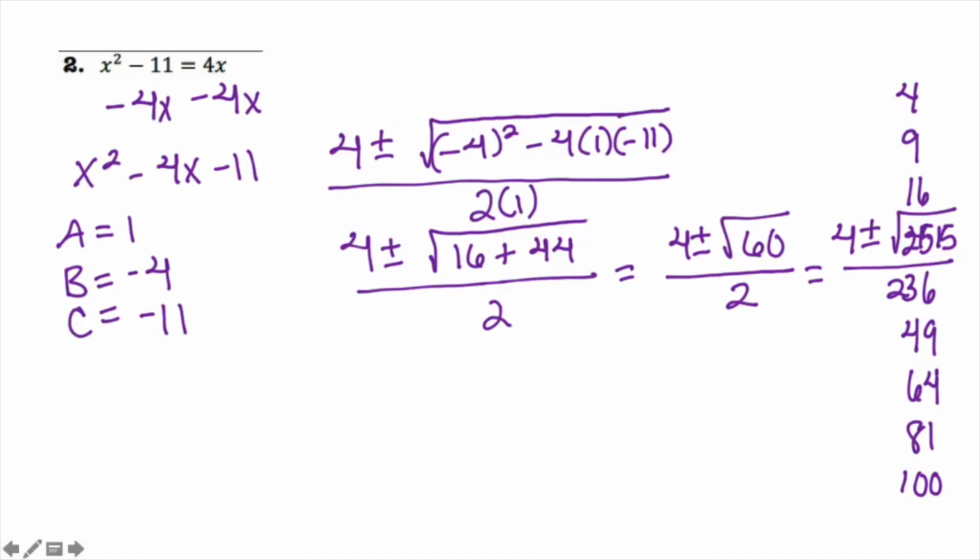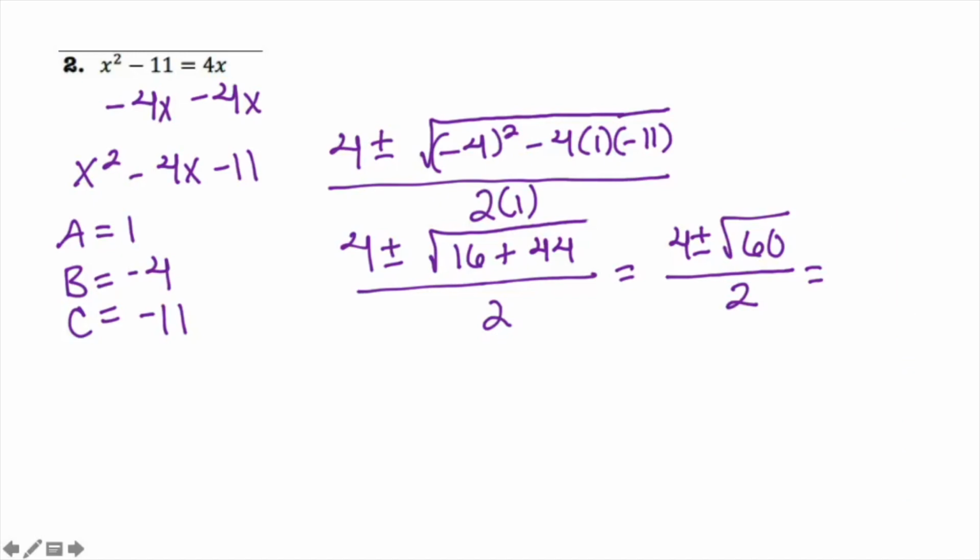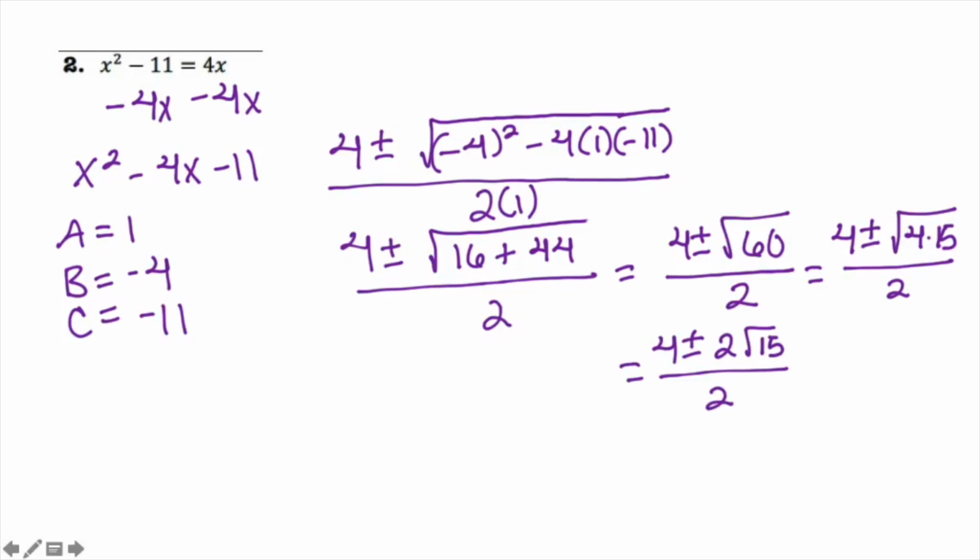So, let me go back one. I'm going to get rid of the perfect squares for a second because that ends up being a problem on the next part. All right, here we go. So 4 plus or minus, and we're going to use 4 and 15. So if we take the square root of 4, that becomes the 2 in the front. The 15 is not a perfect square, so it stays underneath. So we have 4 plus or minus 2 square root of 15 over 2.